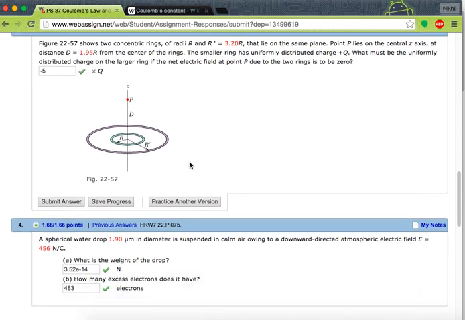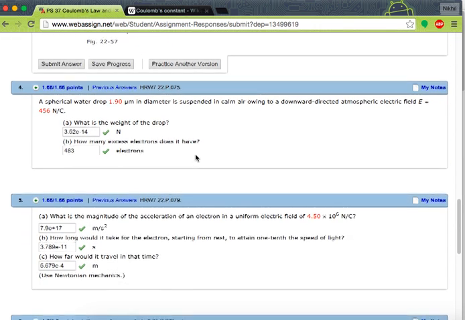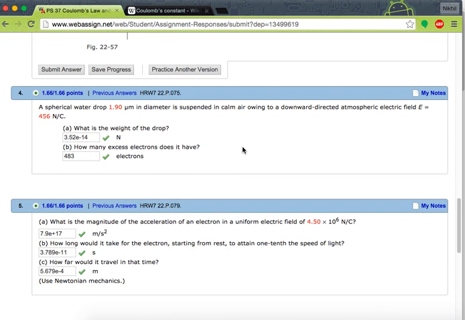Anyway, so let's go on to the third one. I don't want to take a super long amount of time. The fourth one is actually probably the easiest. It requires the least amount of... is it electric field? Oh yeah, there is. They sneak in an electric field part. Anyway, so part A. What is the weight of the drop?